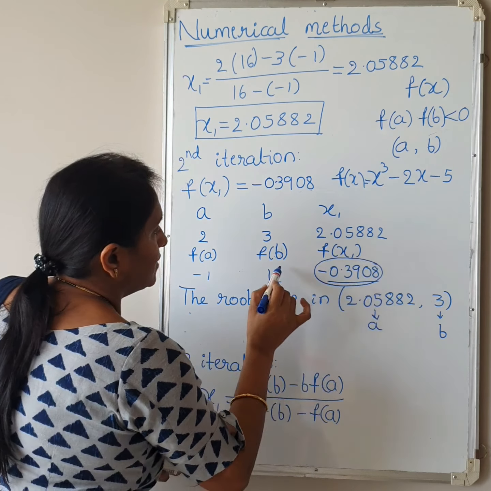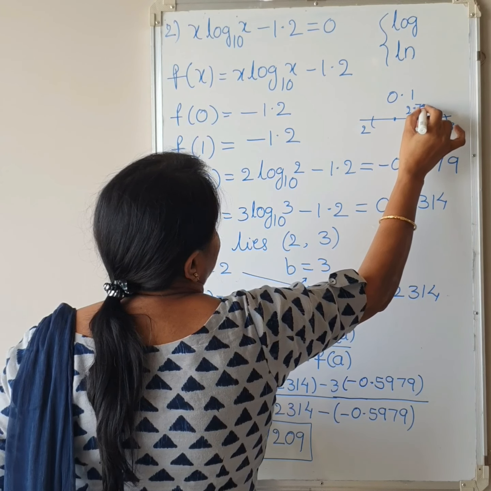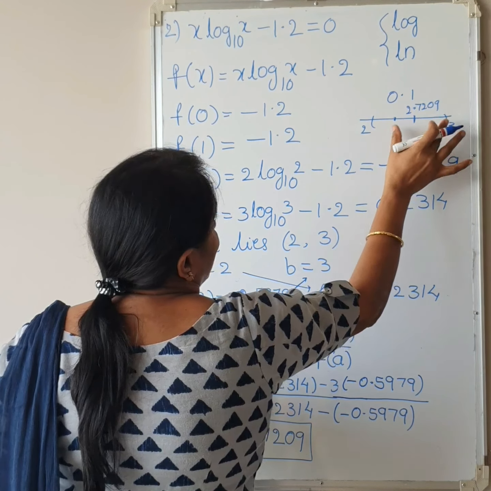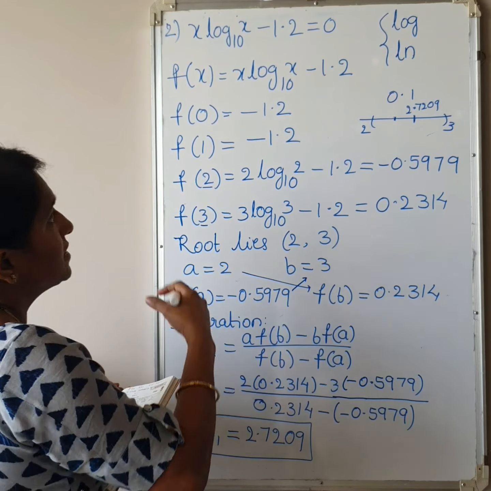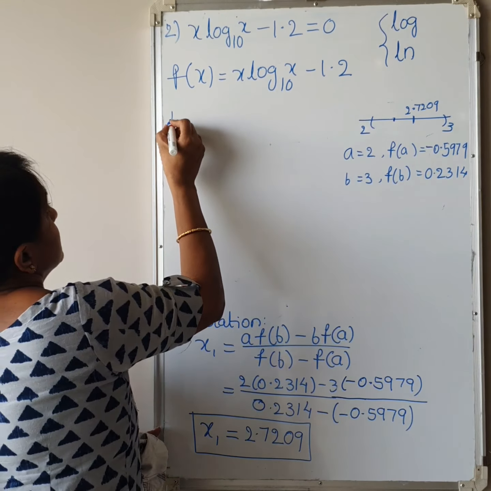Just check whether this answer lies in this interval or not. 2, 3 is the interval, and 2.7209 will come somewhere here. So root lies in this interval. So our answer is correct. Next we will take the second iteration.